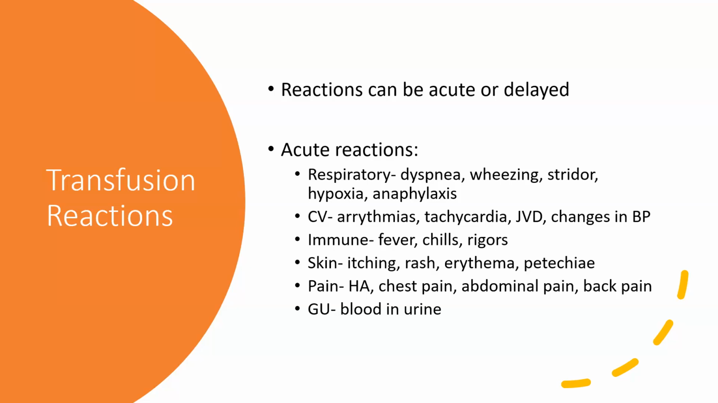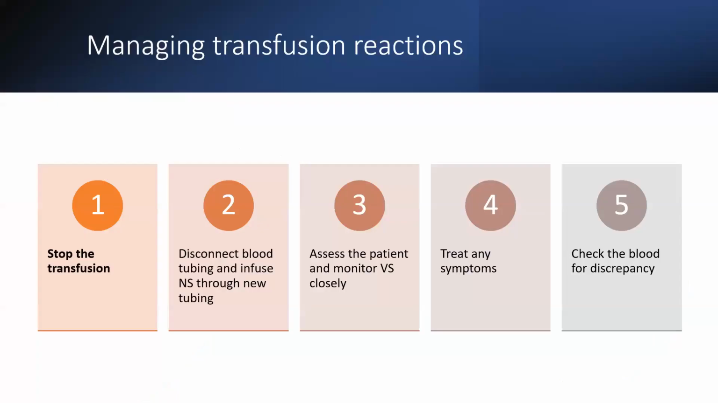The patient may complain of some pain, like a headache or chest pain. They may complain of diffuse discomfort or abdominal pain, and they may complain of really significant back pain that's just all of a sudden and severe and very uncomfortable. Of course, if they have that hemolytic reaction, they may develop blood in their urine as well.